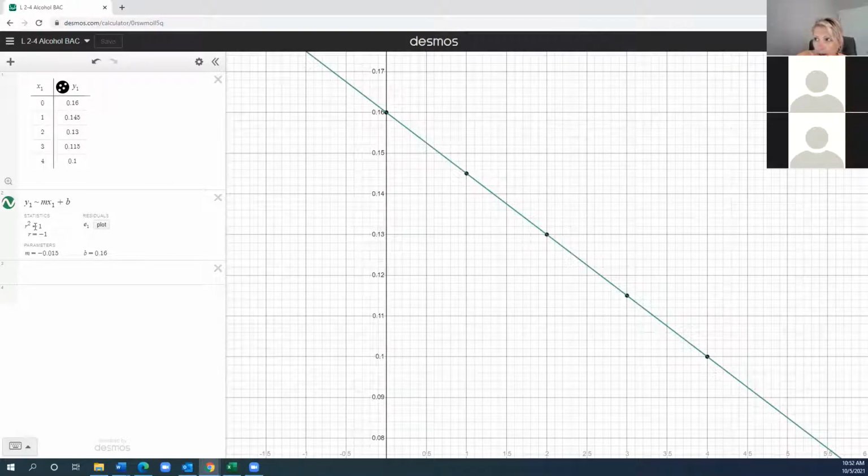Okay, so you can see that my R squared, which we said we're going to use, is a 1. The R is what we really want to use. The R tells us if it's negative, it tells us that it is a negative slope, and you can see that in the graph. And the 1 tells us it's a perfect linear relationship. And our parameters are m is negative 0.015 and b is 0.16. So let's write that on our paper. For number 4, m is negative 0.015. And number 5, the y-intercept is 0.16.